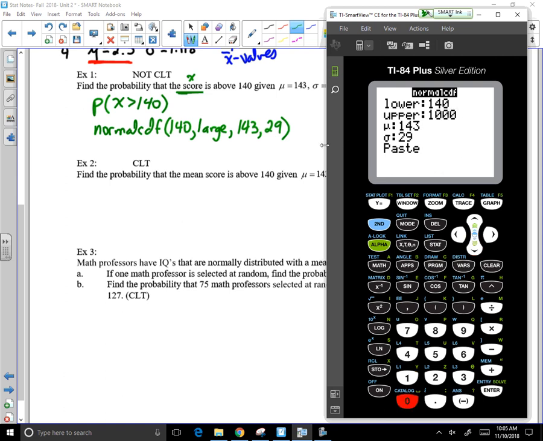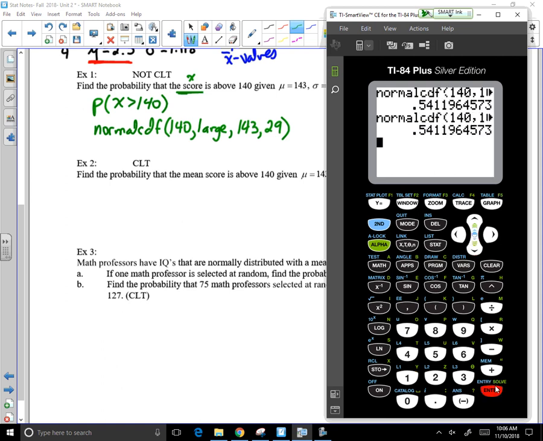I still have the 143 and 29 stored from before. I don't need to change that because I'm working with the same parameters. Paste it in, hit enter. And then I do the same thing, just with something slightly larger, or maybe a lot larger. I'll go to 1001, just to see if there's any movement on my decimal. It's the same decimal, so I know that I have my answer.